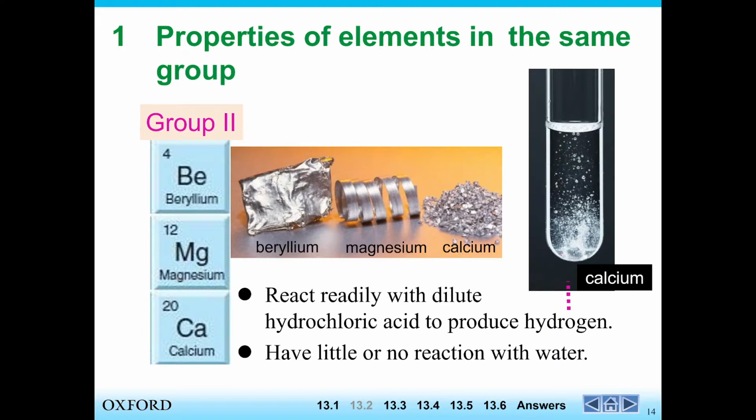Let's say, for example, here in the test tube, you can see there is calcium, and you see these tiny, tiny gas bubbles being formed? Now, these gas bubbles are hydrogen gas. And in Form 2, I believe, you should have learned one of the tests for hydrogen. How can you test for hydrogen? Remember that it burns with a pop sound with a burning splint? That is the reaction. And also they have little or no reaction with water.